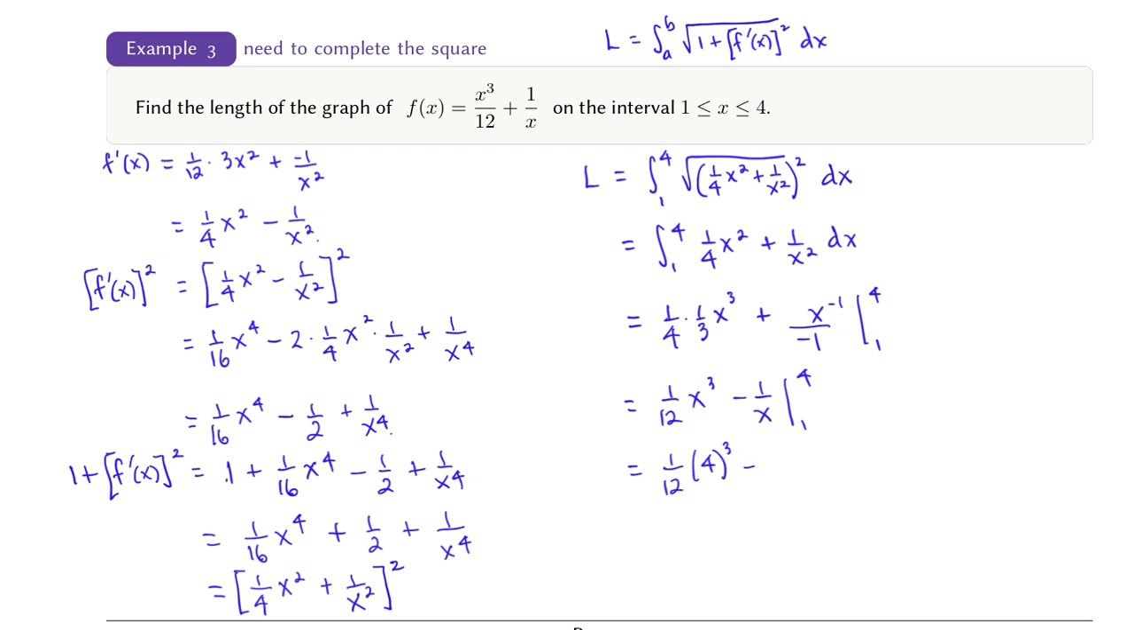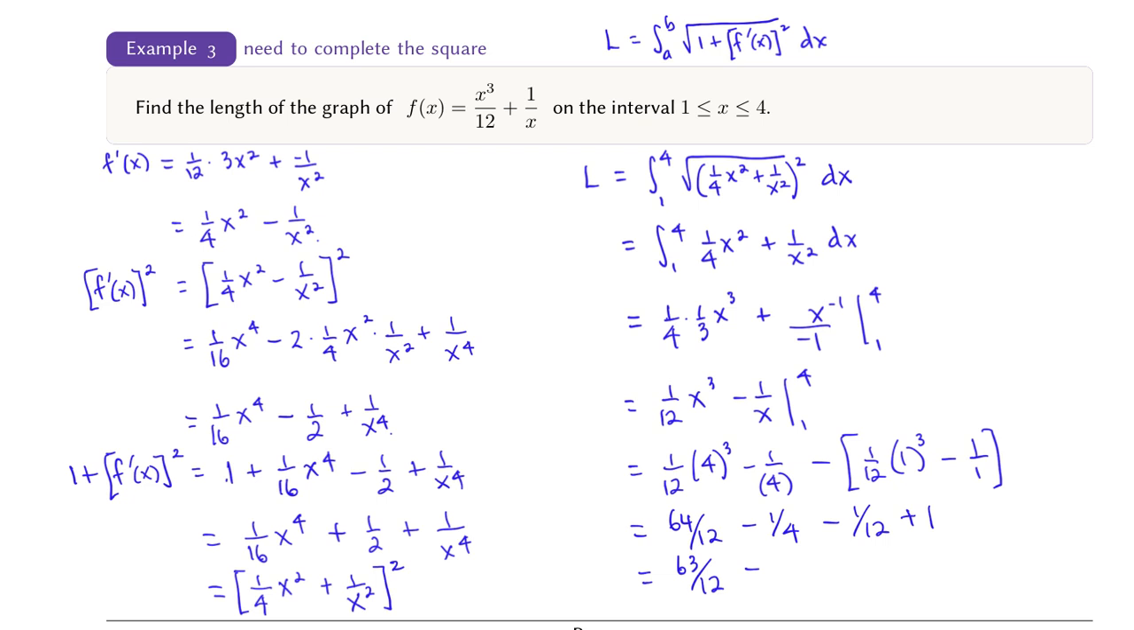Plug in 4 to get the first term. Plug in 1 to get the second term in the fundamental theorem of calculus. We then simplify each term and distribute the negative to get rid of the bracket. It is 64 over 12 minus 1 over 4 minus 1 over 12 plus 1. But 64 over 12 minus 1 over 12 is 63 over 12. 63 over 12 minus 1/4 plus 1 is exactly 6. This is the arc length of the graph from 1 to 4.